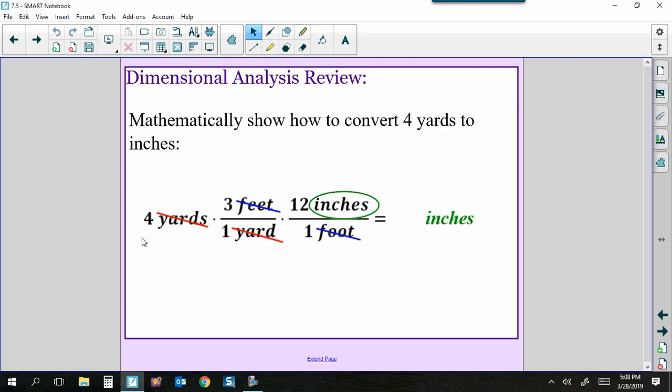Next, you're going to look at, well, what are the numbers you're going to multiply? Again, right here you have 4 yards, which is technically 4 over 1. When you're multiplying fractions, you just multiply straight across. You do not cross multiply. This is not a proportion. So the numbers you're actually going to multiply are the 4, the 3, and the 12. So 4 yards is equal to 144 inches. Yay!